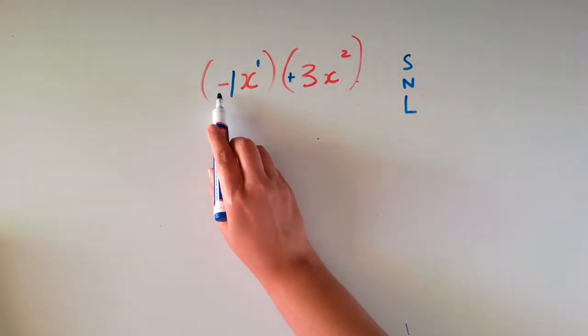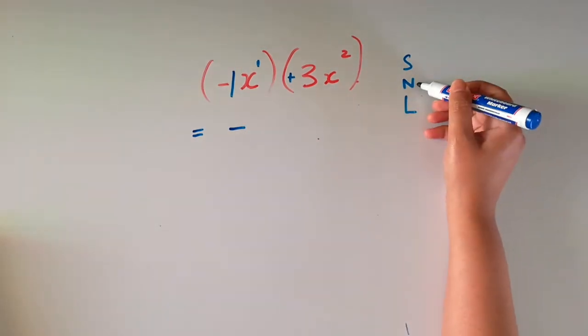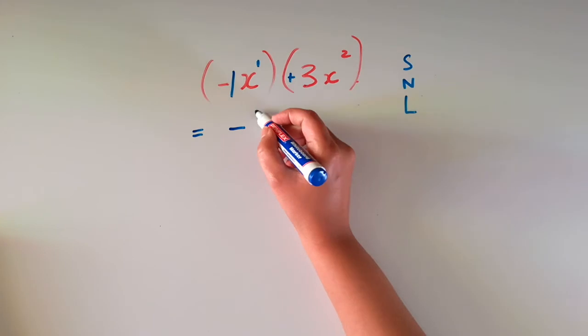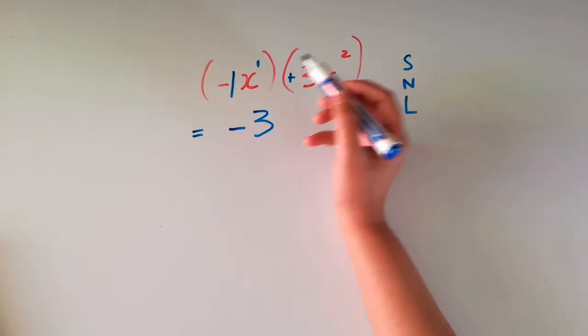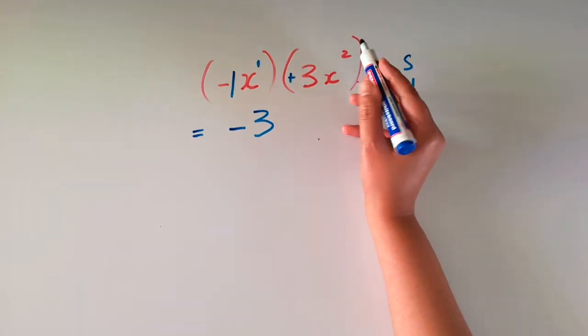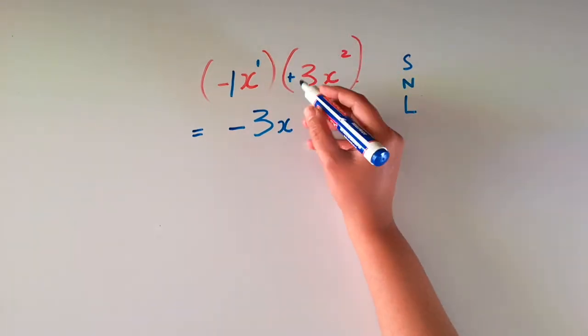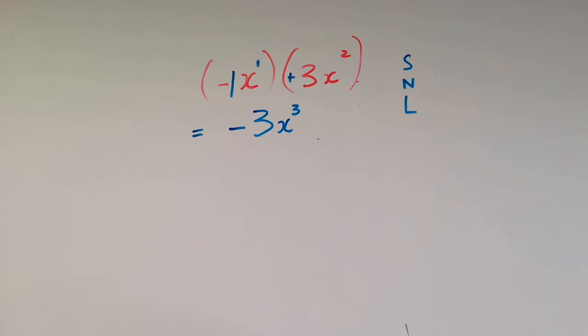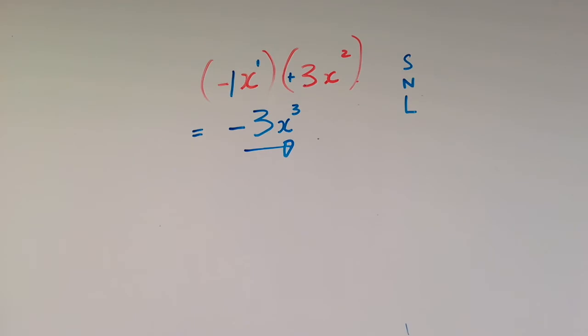Sign: minus times plus will give me minus. Number: 1 times 3 will give me 3. And letter: x to the power 1 times x to the power 2 will give me x to the power 1 plus 2, which is x to the power 3. And that is your answer. Let's do another example. This one's a little bit more tricky.